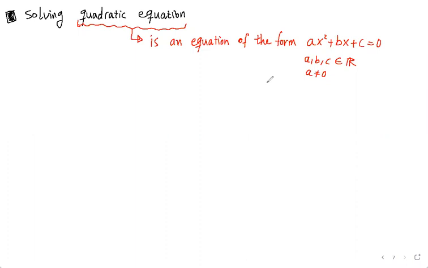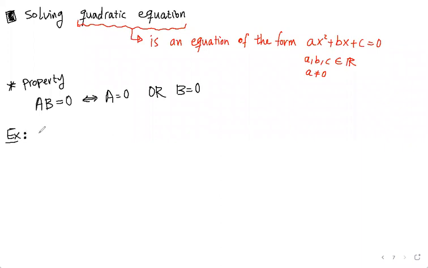I have a property before I start solving quadratic equations. If I have the equation ab equals 0, this means a equals 0 or the second part equals 0. The first one equals 0 or the second one equals 0. This property will help me a lot for solving quadratic equations. Let me give you an example and show you how the property helps.